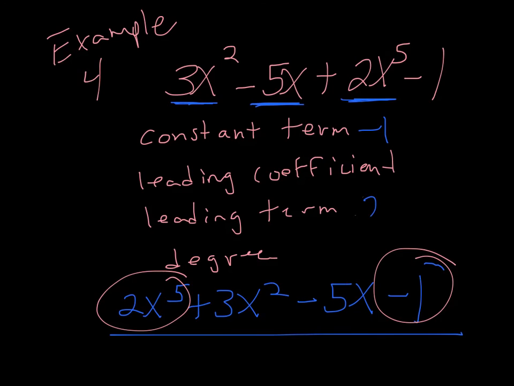So 2x to the fifth, the leading coefficient would be 2. And my degree is going to be 5, because that's the power on the leading term.